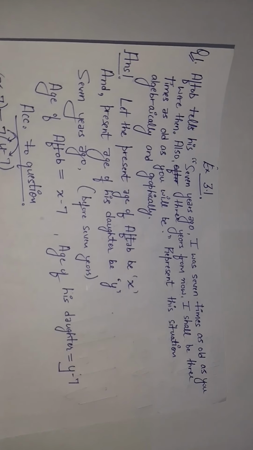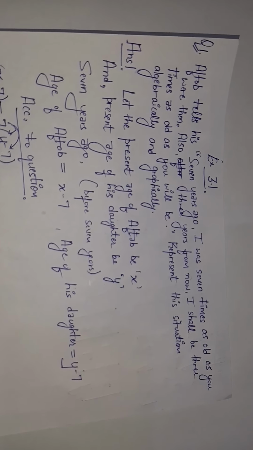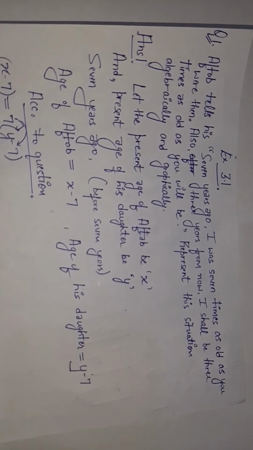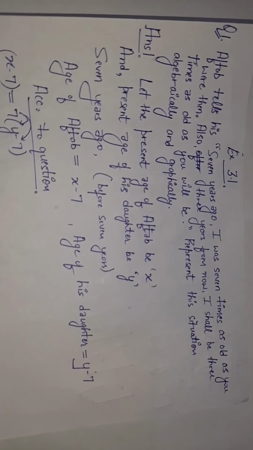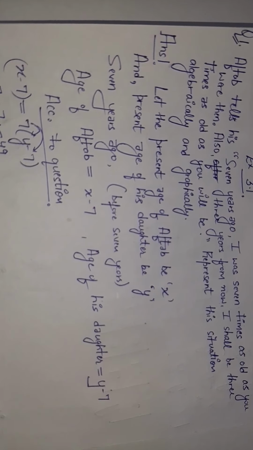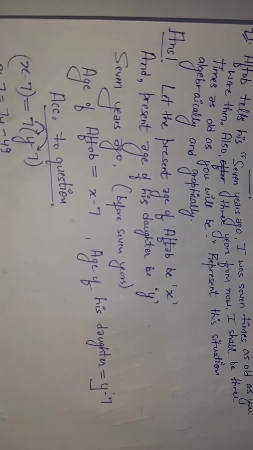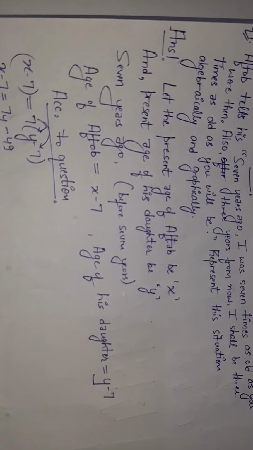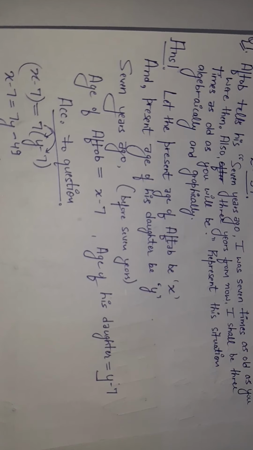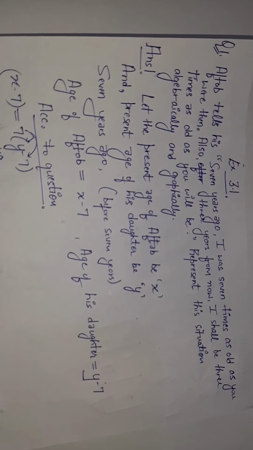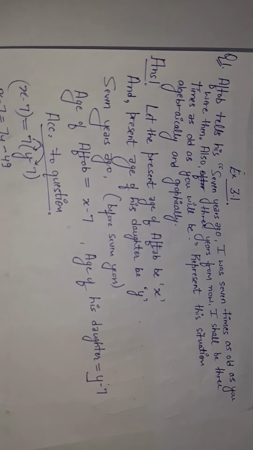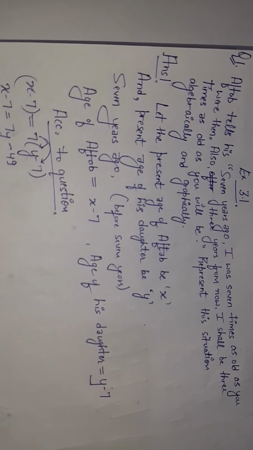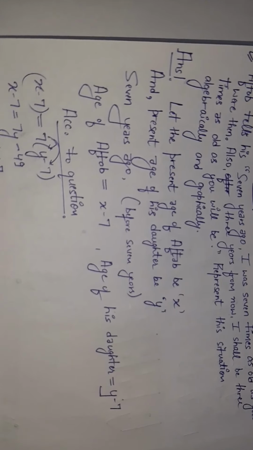Let the present age of Aftab be x. The present age of his daughter will be y. 7 years ago means 7 years before. So just keep this in mind: when it is ago, we have to subtract. When it is later, we have to add. Got it? 7 years ago.